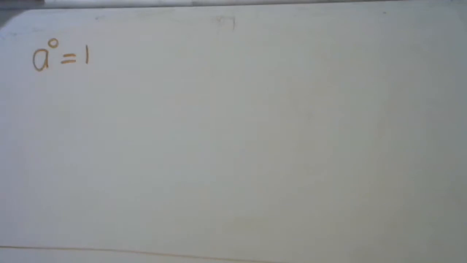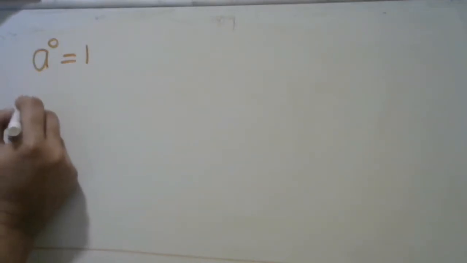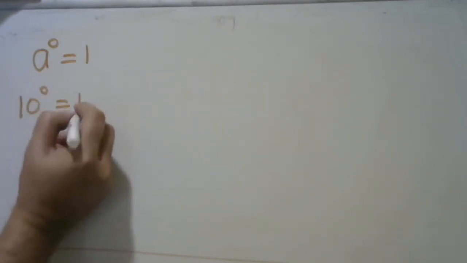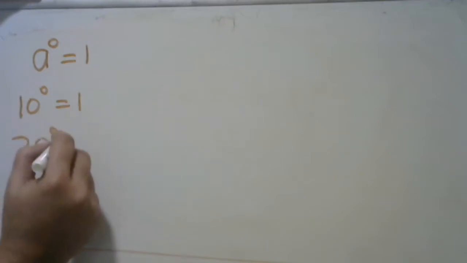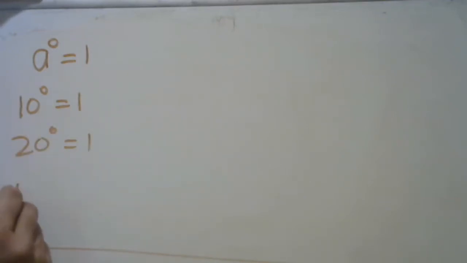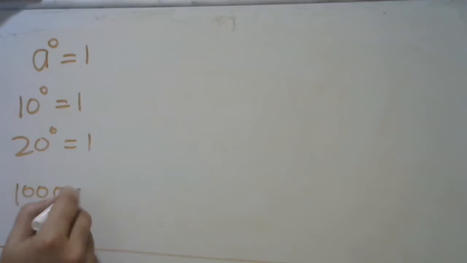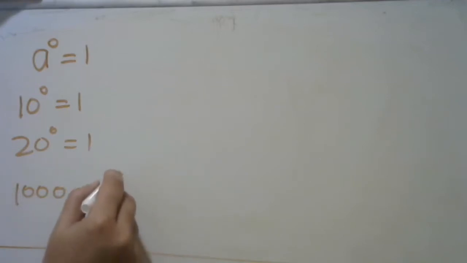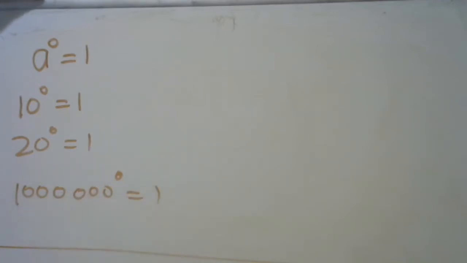Okay, I'll be looking at some of the laws of indices here. All right. For example, you have a to the 0 is 1. What this means? 10 to the 0 power is 1. 20 to the 0 power is 1. Anything to the 0 power, let's say a million to the 0 power is 1. All right. Let's look at something else.